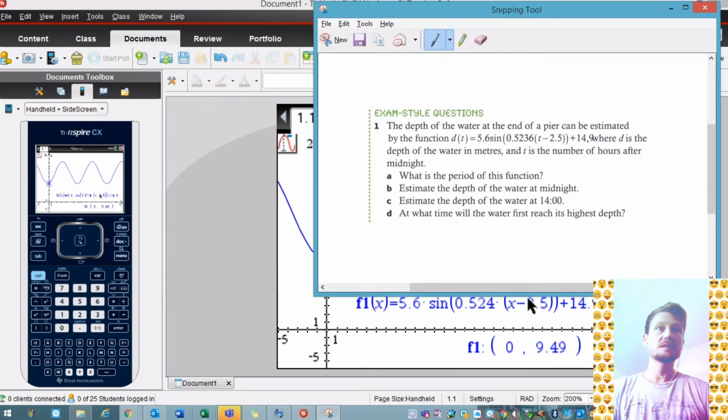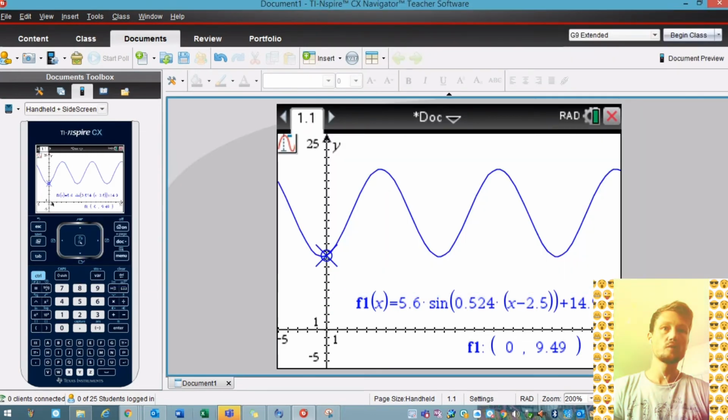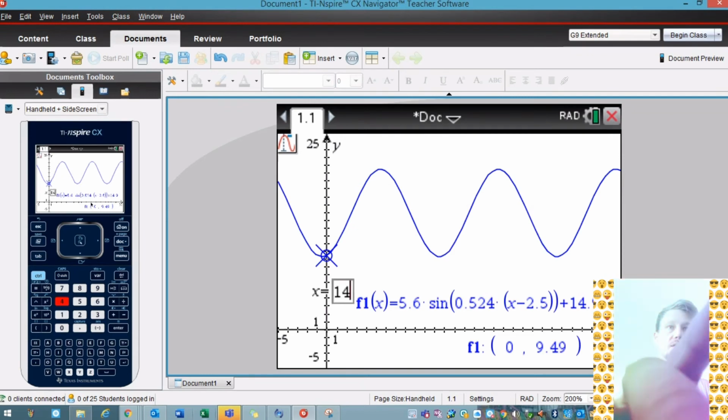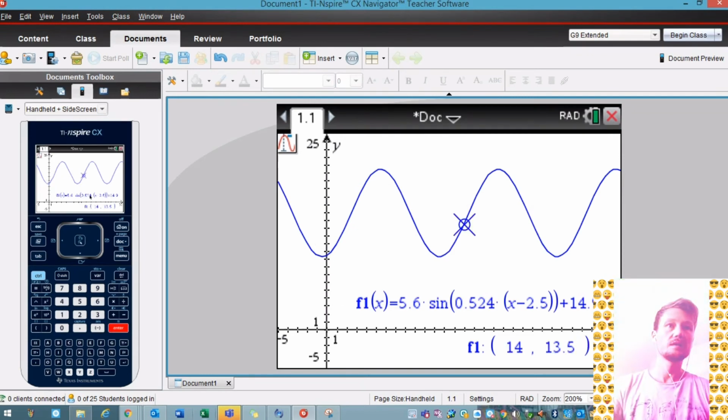Then for C, it says estimate the depth of the water at 2 o'clock. Well, 2 o'clock is 1400 hours. So that means it's going to be 14 hours after midnight, because midnight is 0 and 1400 is 14 hours after midnight. So I just need to keep graph trace on and type in 14 and enter. And then I'll get the depth of the water at 1400 hours is 13.5.